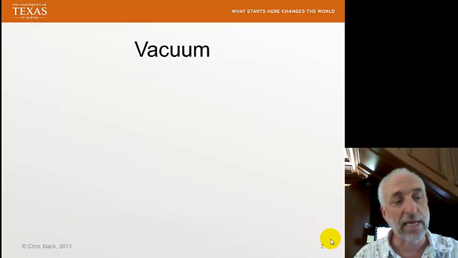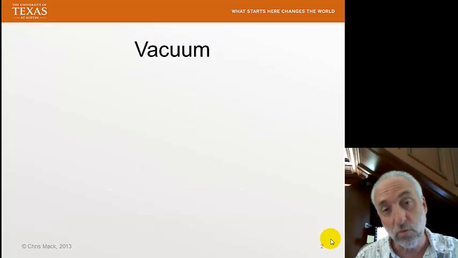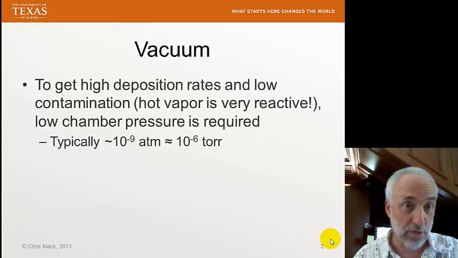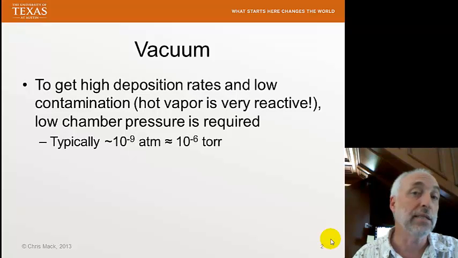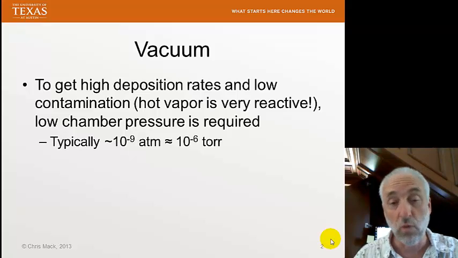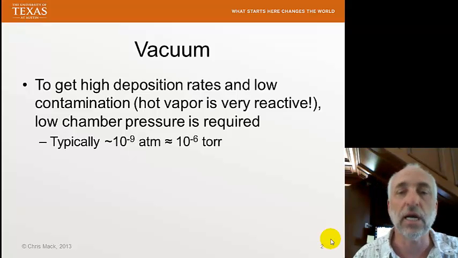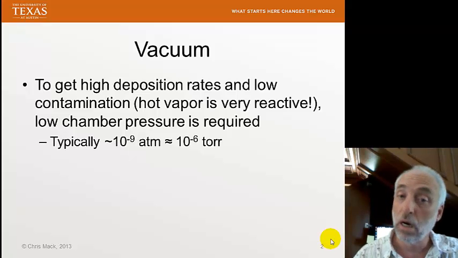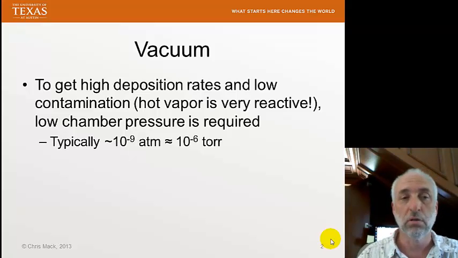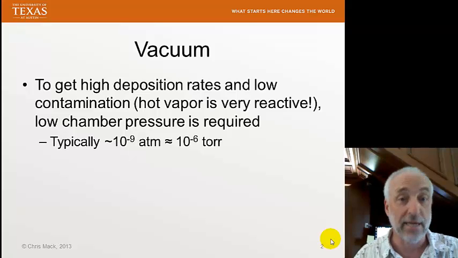So we found last time that evaporation was performed in a vacuum. Why do we need a vacuum for evaporation? Well, we want high deposition rates. That means we want to operate at a high temperature so that the material melts and comes off at a high rate. But high temperature means a hot vapor.